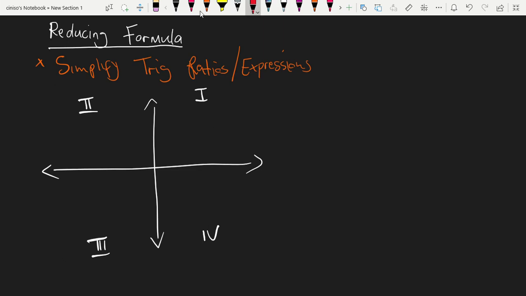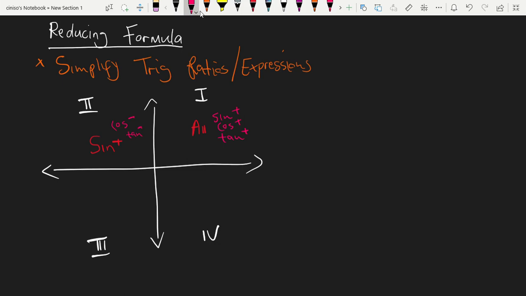So in the first quadrant, there's A, meaning that all your trig ratios are positive: your sine is positive, your cos is positive in this quadrant, and your tan is also positive in this quadrant. And in the second quadrant, we have S, meaning that only sine is positive in this quadrant. The rest of your trig ratios, your cos is negative, your tan is negative in this quadrant.